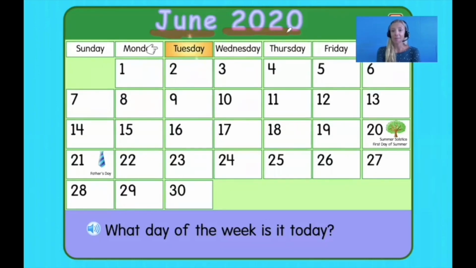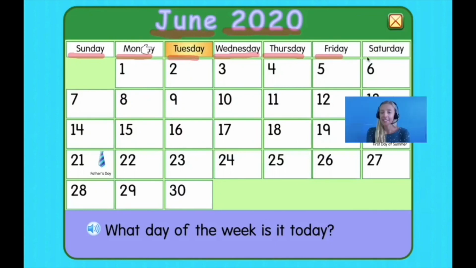Nice job. Then we have the days of the week. We have Sunday, Monday, Tuesday, Wednesday, Thursday, Friday, and Saturday. Awesome. At the bottom, it's asking us, what day of the week is it today? Who can tell me? What day of the week is it today? If you said Tuesday, you are correct.